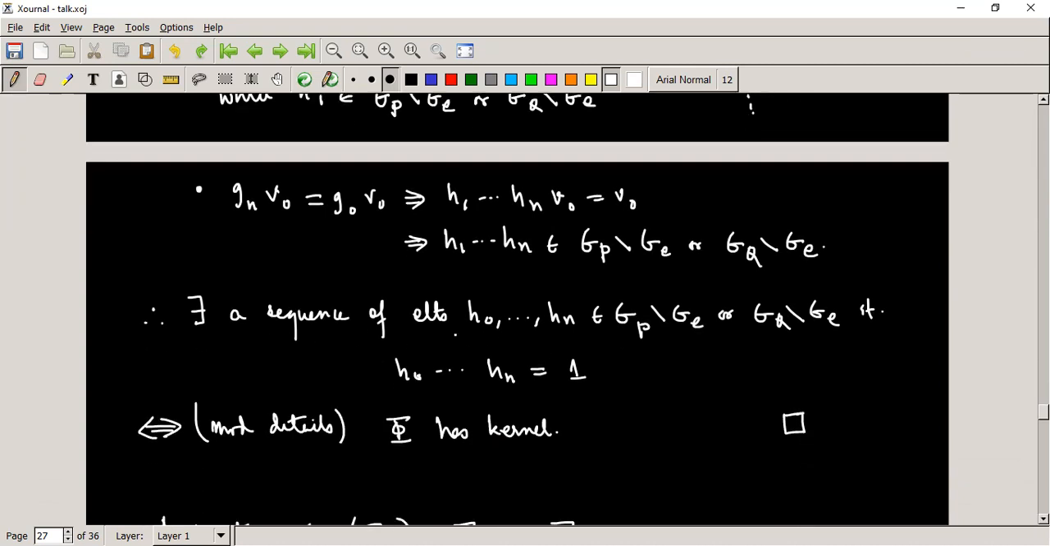So there exists a sequence of elements which are either in the stabilizer of P or the stabilizer of Q, but not both, such that their whole product is identity. What I did was I took this to be H0, or H0 inverse. So their whole product is identity, but each of them belongs to one of these groups. So in GP star GE GQ, each of these elements H0 to Hn belongs to one of these groups.